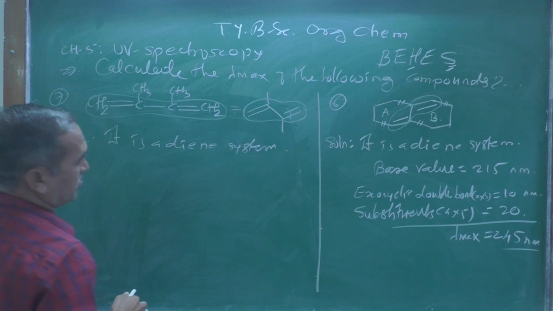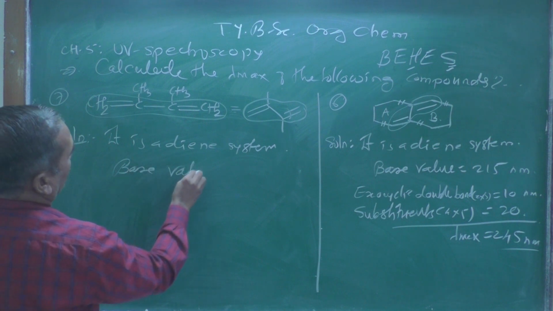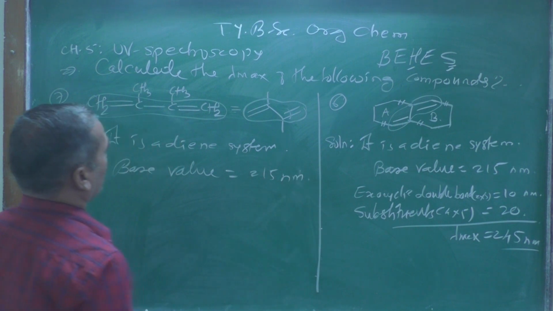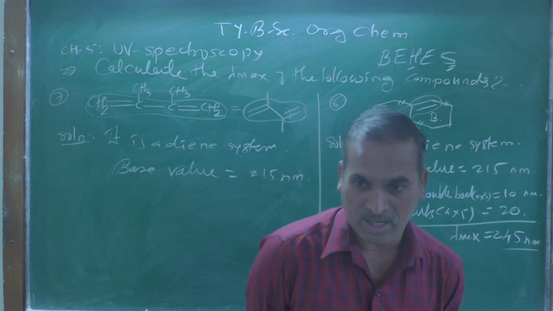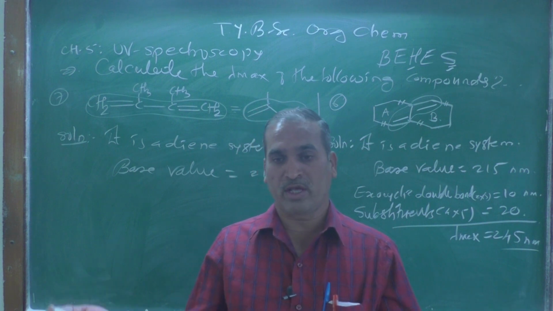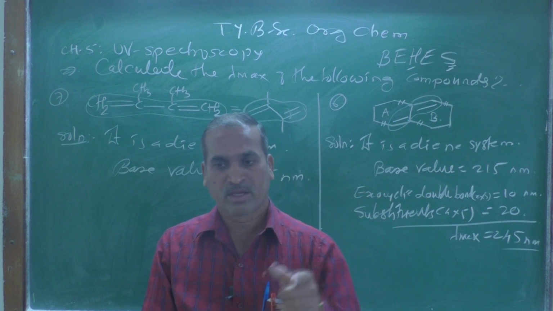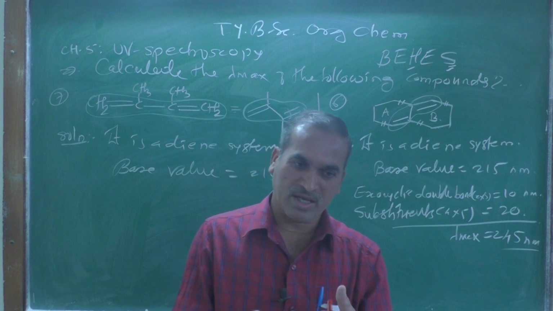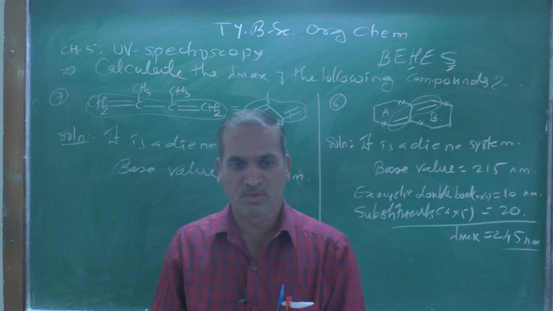And if a diene system is there, what is the base value for this? The base value should be 215 nanometer, as we know. Now E means exocyclic double bond, as I already told you. There is no ring, therefore no question about exocyclic over here. Another one, look at H, which means homoannular system. Once again, there is no ring, therefore no question of a homoannular system.